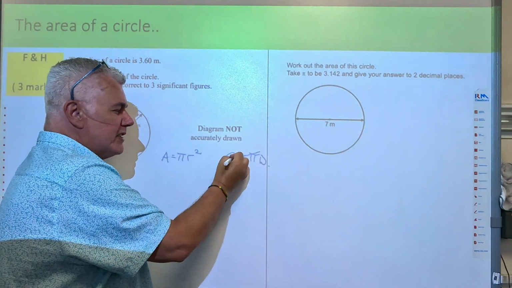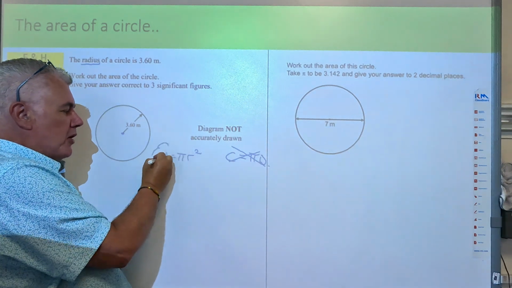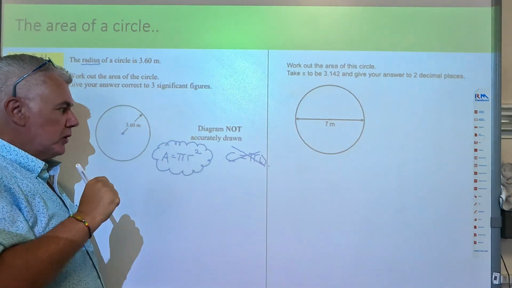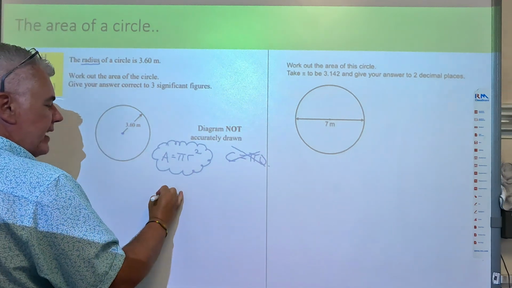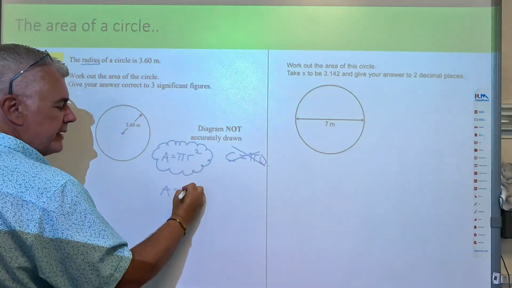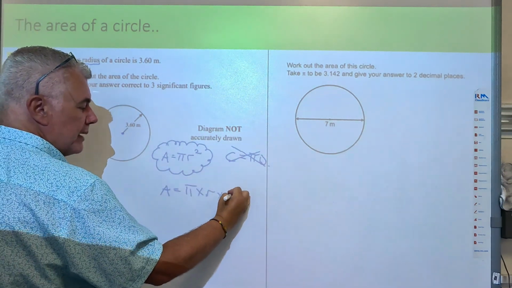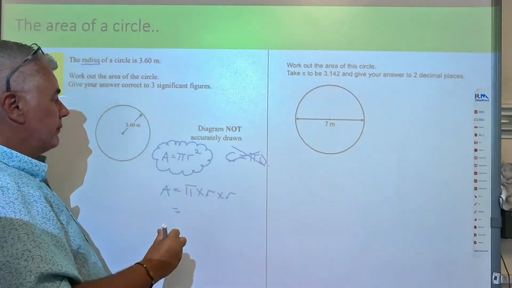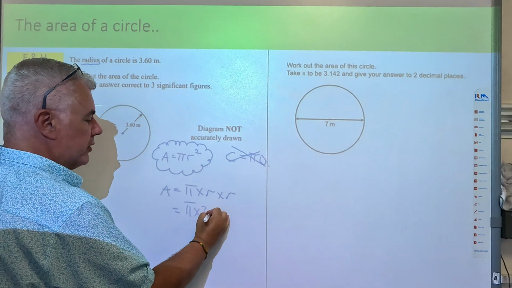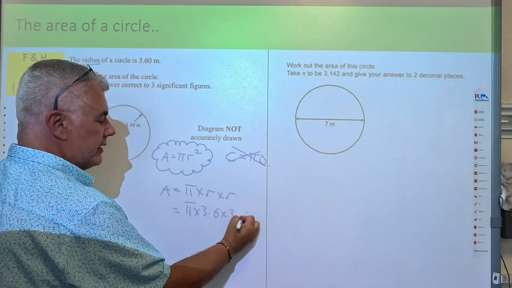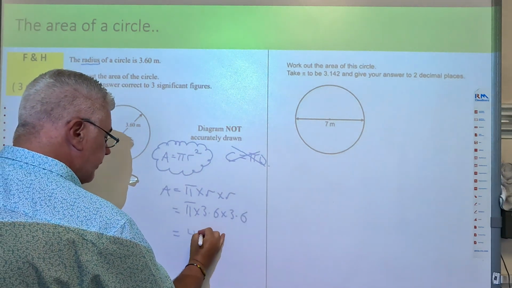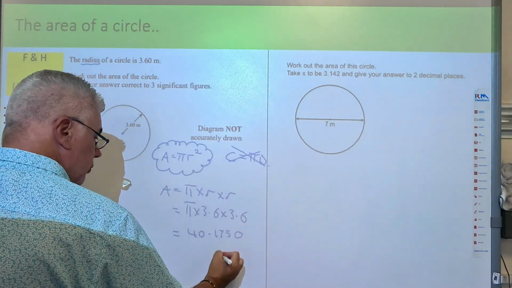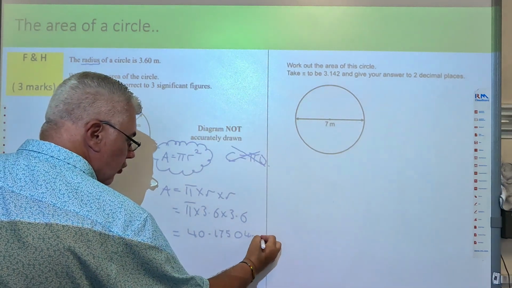We're not really interested in circumference. We want the area. Unfortunately, you will need to try and remember this for the exam. It is one that you will not be given. So my area equals, this actually means pi times r times r. So sometimes it's simpler to just use pi times r times r. Pi times 3.6 times 3.6, which equals 40.17504 and some other numbers.